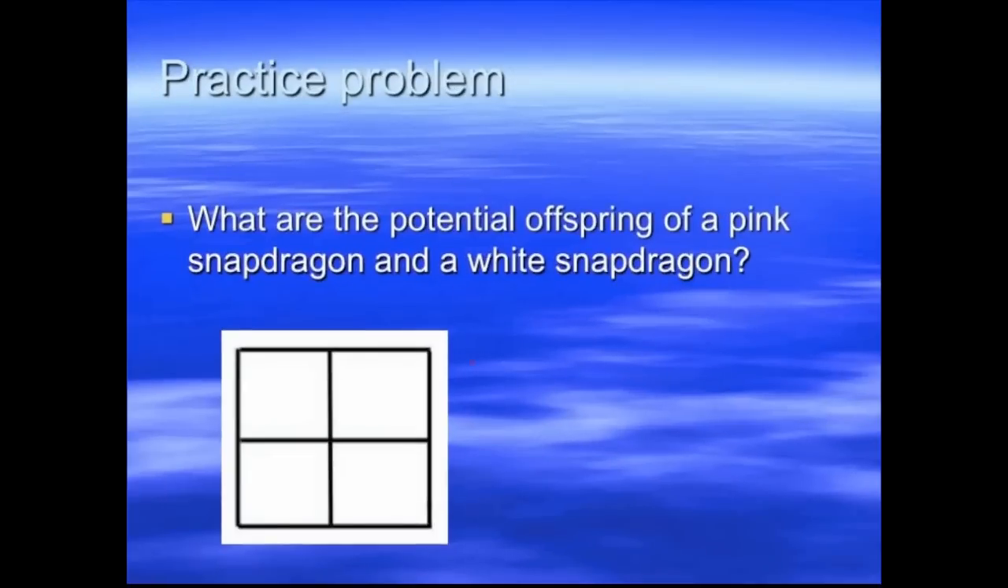So if we do a practice problem, we want to know what the potential offspring is when we cross a pink snapdragon and a white snapdragon. Well, as you hopefully saw in the previous slide, a pink snapdragon is represented by CRCW, and a white snapdragon is represented by CWCW. Okay, so I'll let you do that cross on your own. Just pause the video for a second and give it a try and see what your results are.